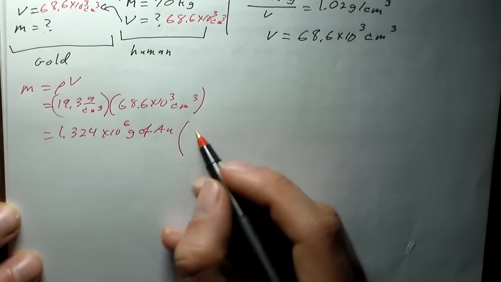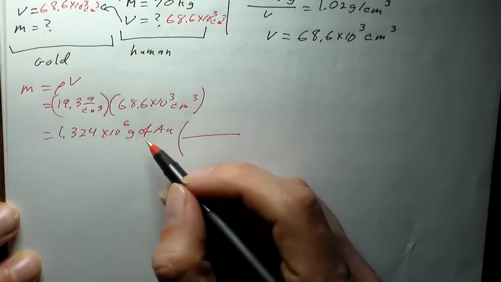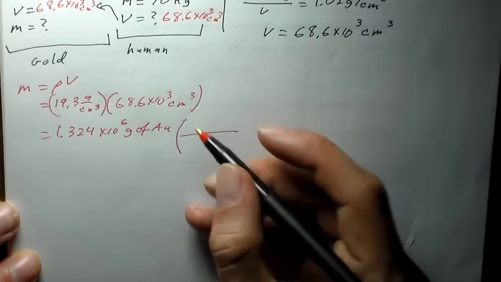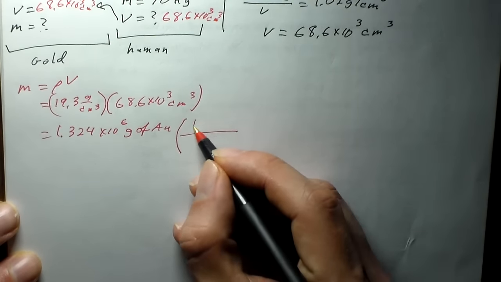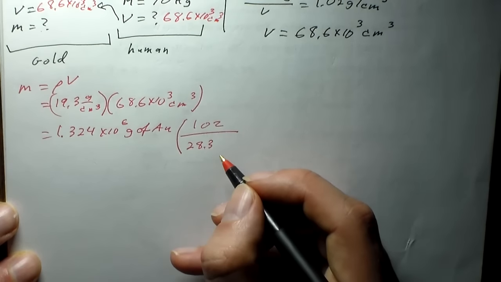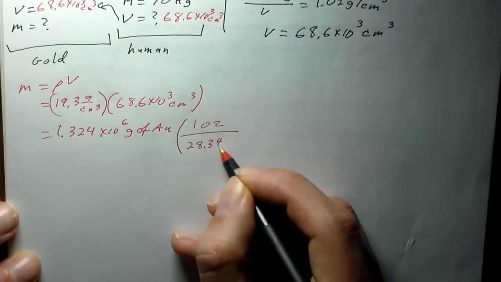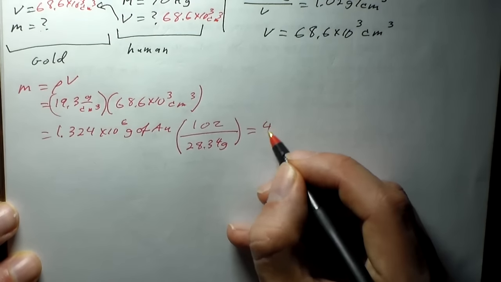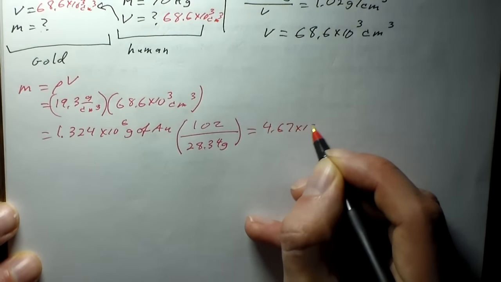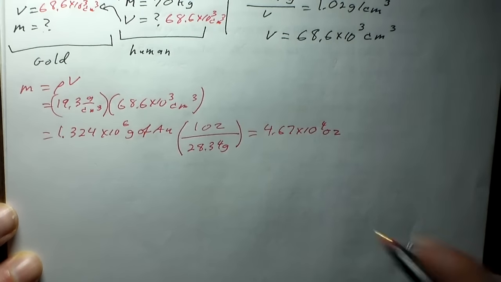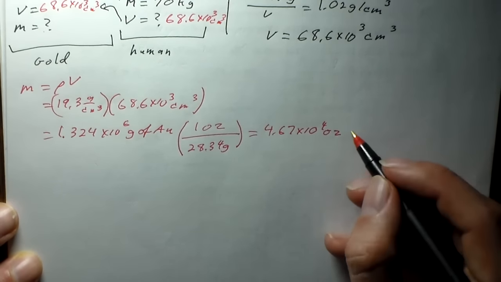Right, so we can just convert this to ounces, because that's usually the way gold is sold, at least in the US. So we have here 1 ounce is 34 grams. And that's going to work out to be 4.67 times 10 to the fourth ounces of gold. Okay, and we can figure out how many pounds that is, divided by 16.